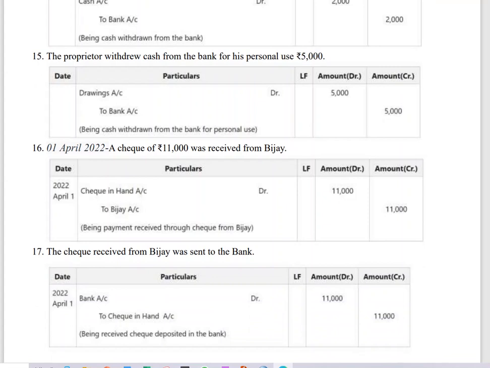Next, the proprietor withdrew cash from the bank for his personal use. Here the proprietor has drawn an amount worth rupees 5,000 from the bank for personal use. So it is hitting the drawings account. Drawings are increasing, that's why we have debited here. In the bank, the amount is decreasing. Bank is an asset, so cash in the bank is decreasing, that's why we are crediting that. Being cash withdrawn from the bank for personal use.